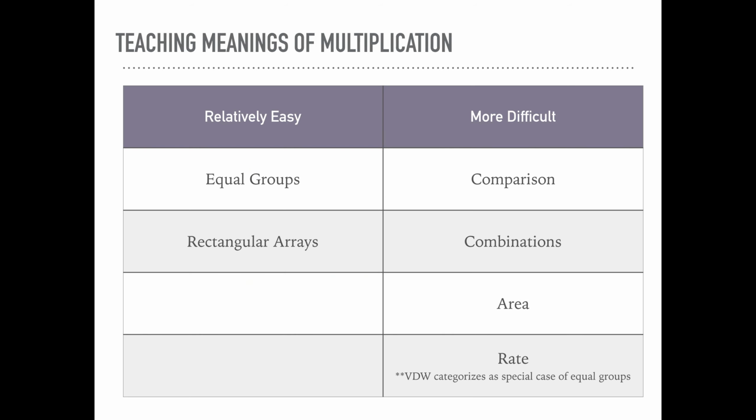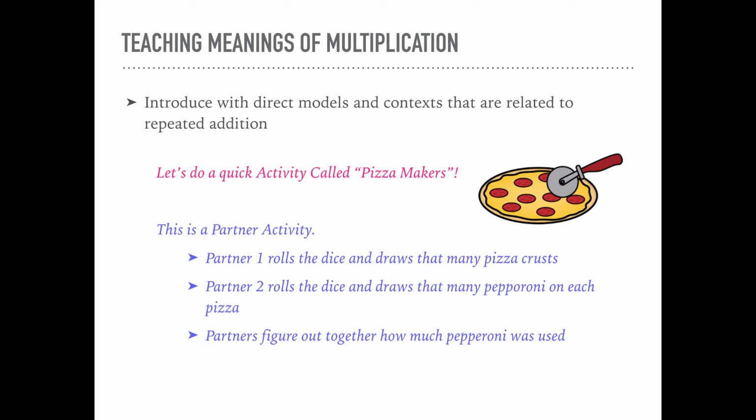So with multiplication, like I said, equal groups and arrays are typically where the younger kids start, 2nd, 3rd grade, or really focus on those meanings. And then as you continue to grow and expand your knowledge, you get to comparison, combinations, and area, and rate, which is a special case. But it was just a nice note there of progression.